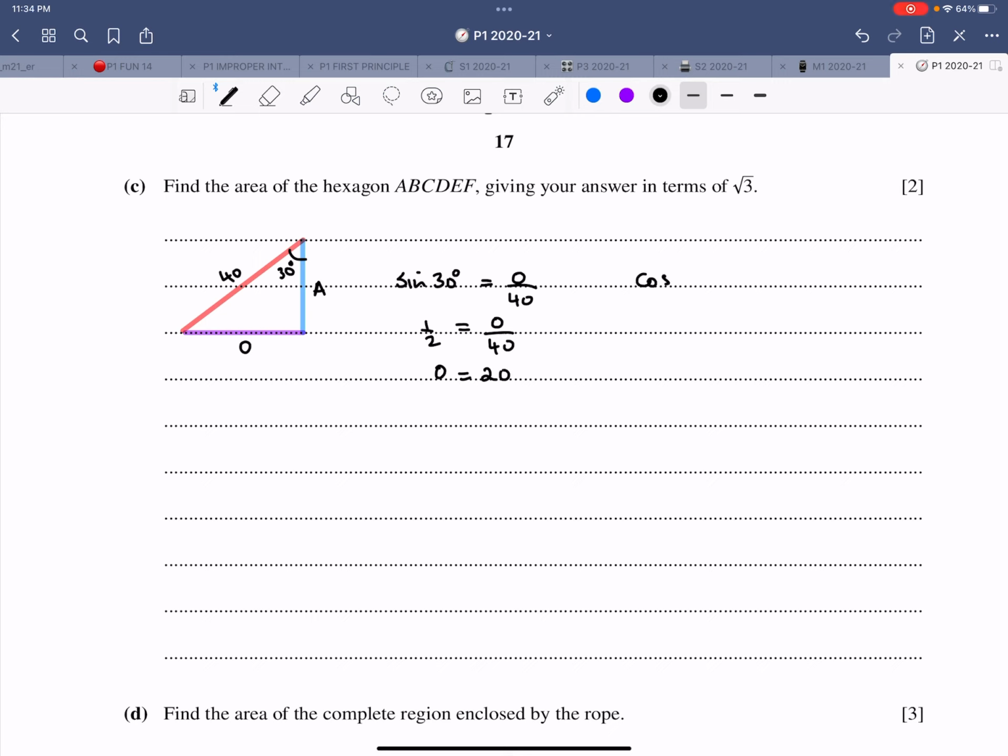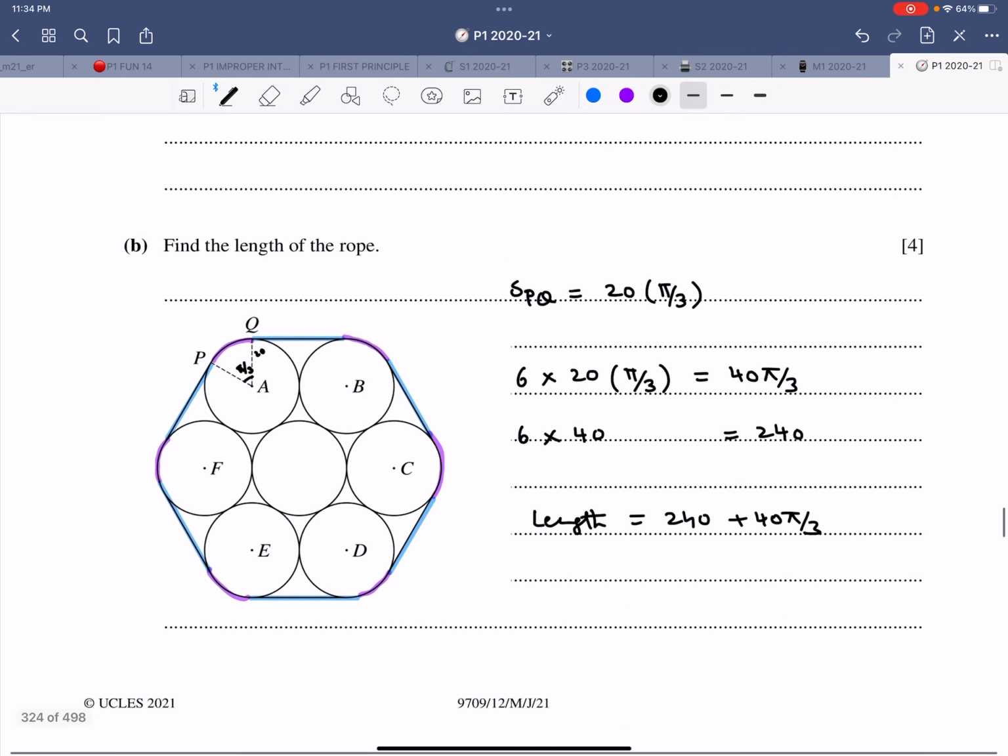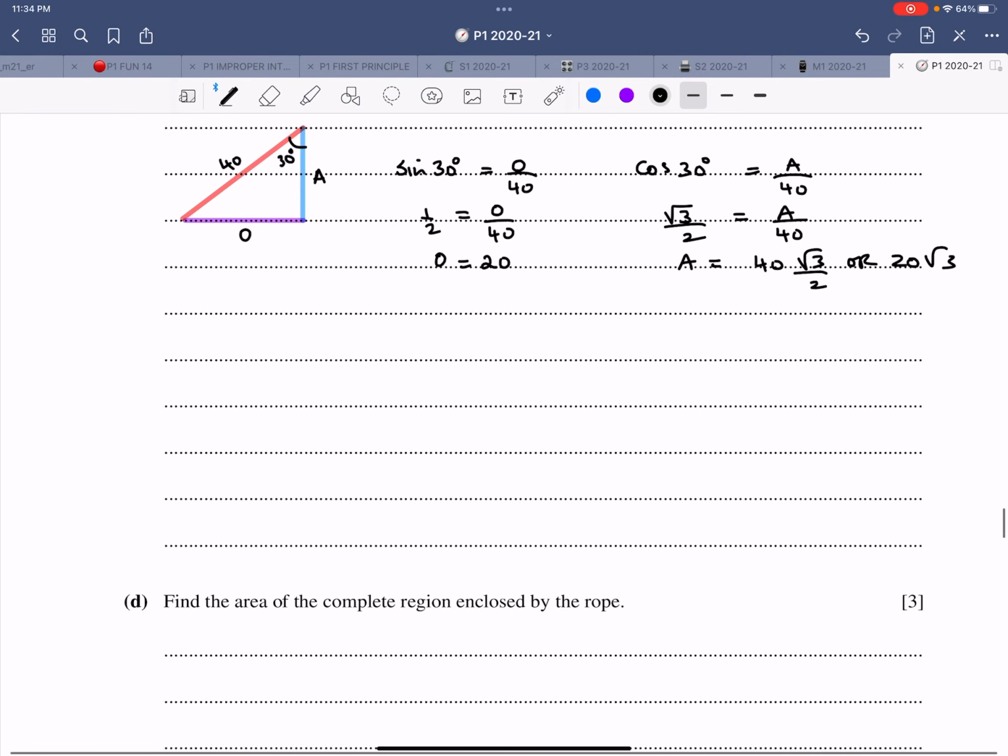Cosine of 30 is adjacent over 40. Cosine of 30 is root 3 over 2, that's adjacent over 40, therefore adjacent is 40 times root 3 over 2, that comes out to be 20 root 3. That is the next thing that I found. Now what do I need now? I need the diagram again.